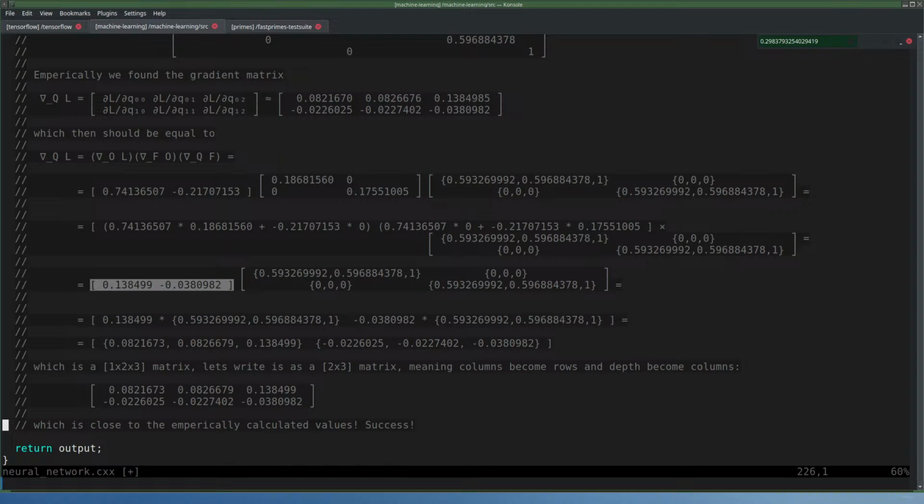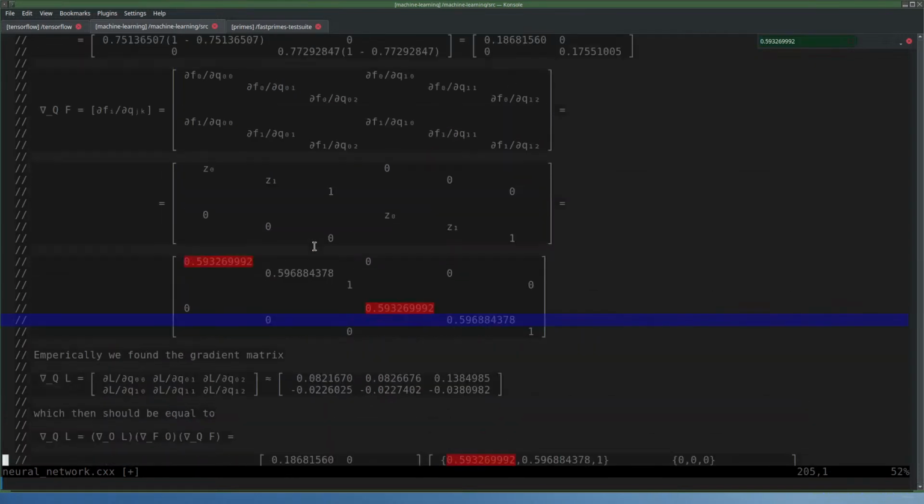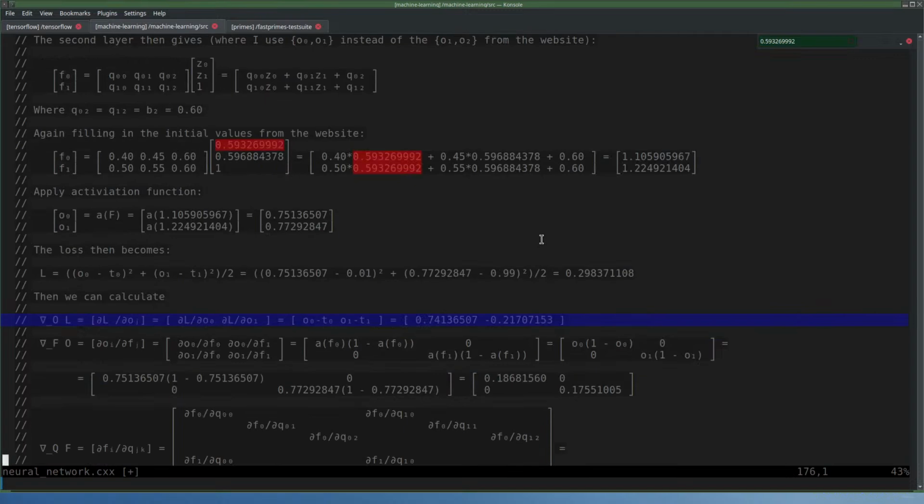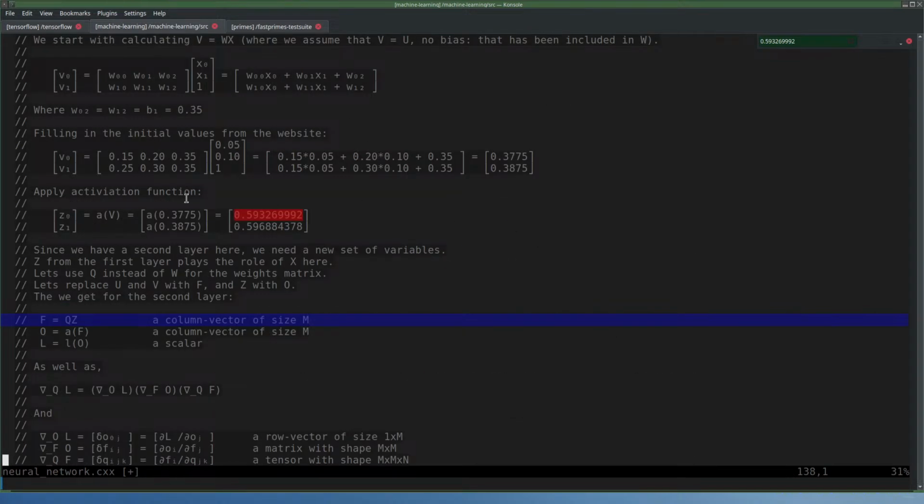Also, these were just the inputs, right? These values. At least the inputs of the second layer, I think, yeah. So I'll highlight that one. That comes from here. This is the Z, it's the activation of the previous layer. So that is the input of the second layer.